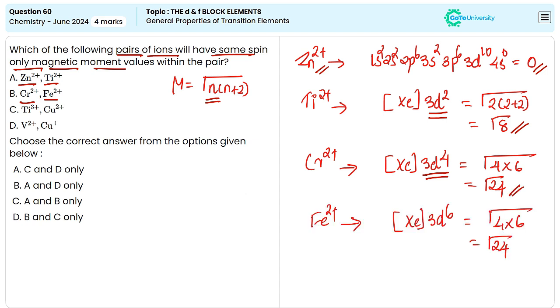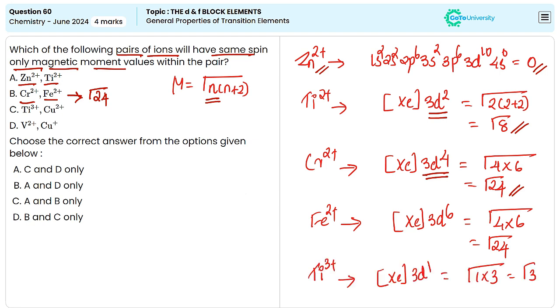And the second one is Fe2+ ion. Iron has the electronic configuration 3d6 4s2, and when it loses 2 electrons, it will contain 3d6 configuration. Among these 6 electrons, 4 electrons will be unpaired and 1 pair will be paired. So the magnetic moment value is equal to root 24. So using this we can say both the ions have the same magnetic moment value, that is equal to root of 24. And the third pair is titanium 3+ ion and copper 2+ ion.